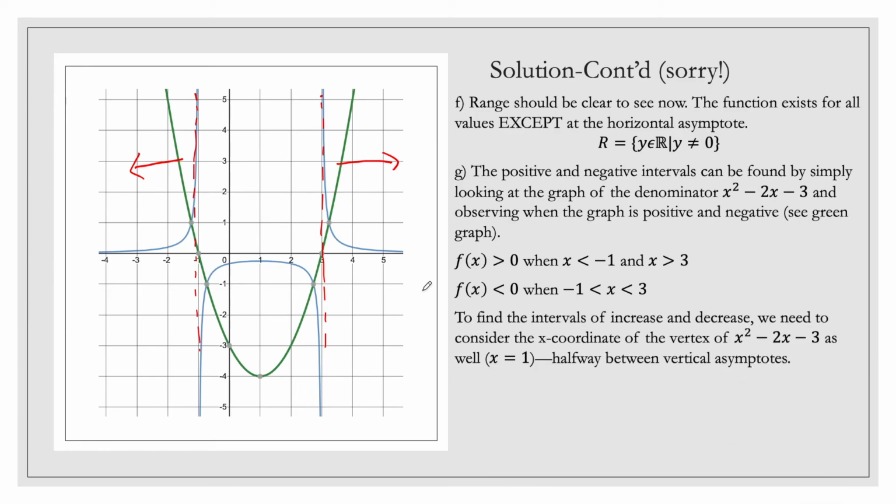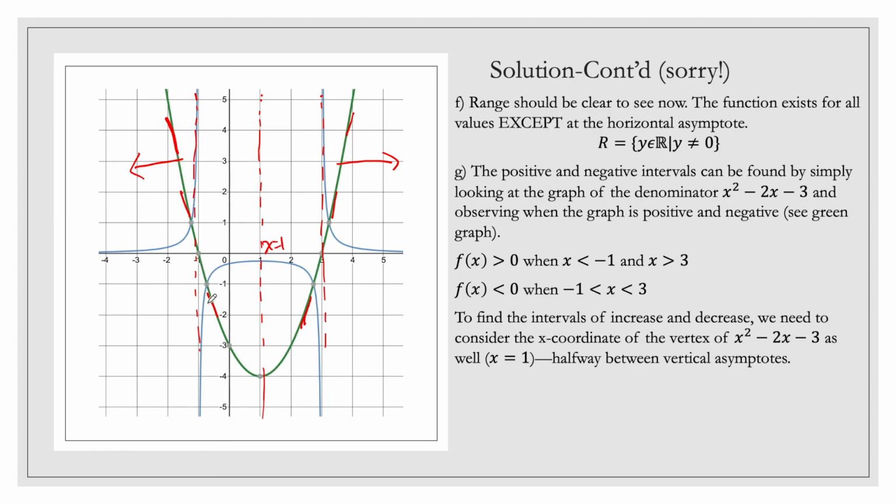To find the intervals of increase and decrease, we need to consider the x-coordinate of the vertex of the quadratic. So we can see here that the x-coordinate of the vertex is at x is equal to 1. We note that when x is less than 1, the slope of the quadratic function will be negative, and when x is greater than 1, the slope will be positive. This means that in the reciprocal function, we will have the opposite increase and decrease intervals.